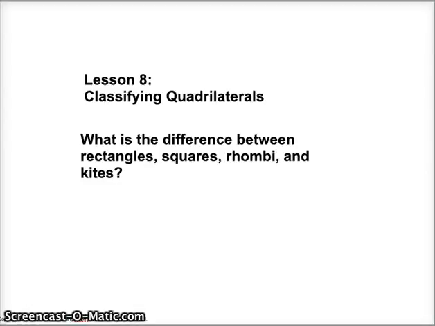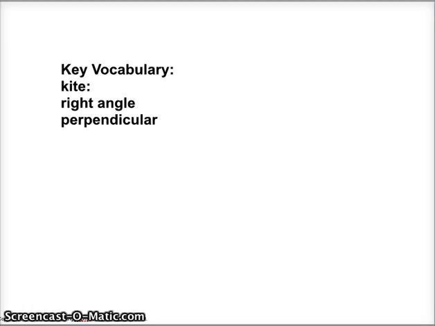Okay, so today we're taking notes on Lesson 8, Classifying Quadrilaterals. What I want you to think about while you're taking notes is what is the difference between rectangles, squares, rhombi, and kites. The important vocabulary that you need to focus on during your note taking is kite, which is a new figure for you to discuss today, right angle, and perpendicular.